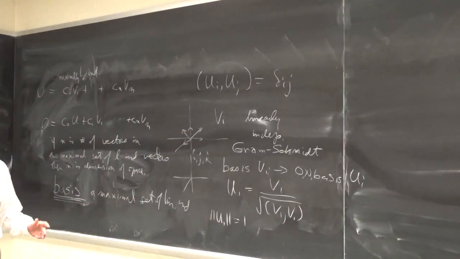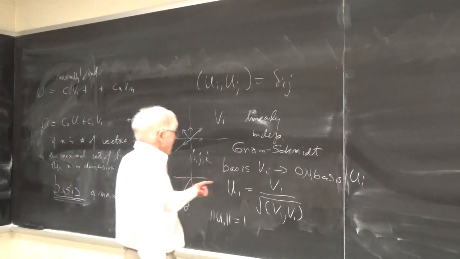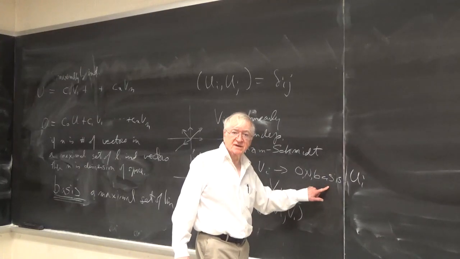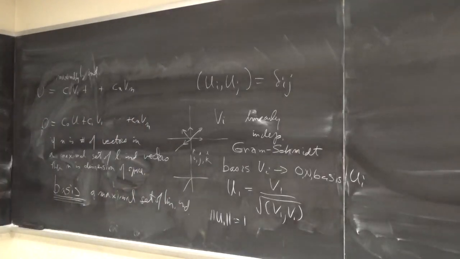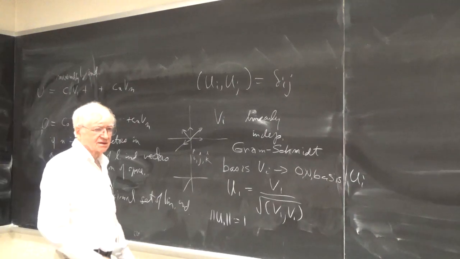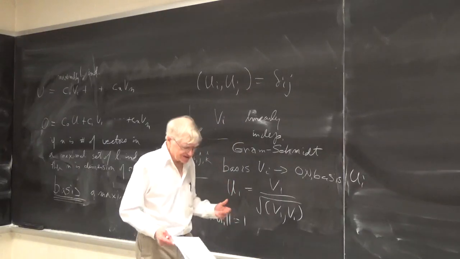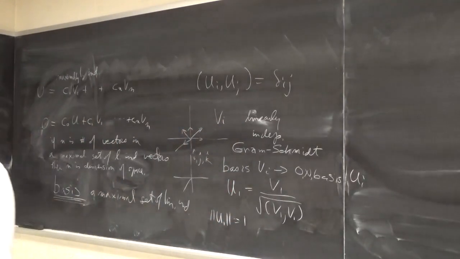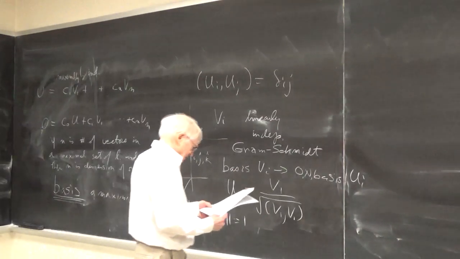This is an orthonormal basis, U_i. Ortho means sort of straight, but in this case it also means perpendicular. Normal means normalized to unity. So these are vectors where the u's are perpendicular to each other and all of unit length. And this is a way of doing it.